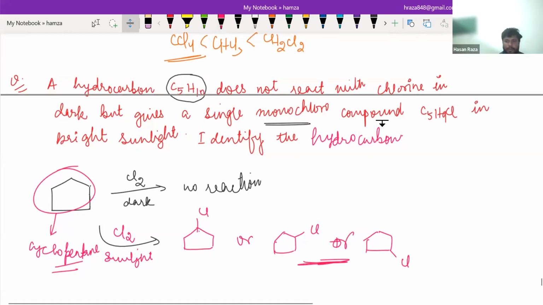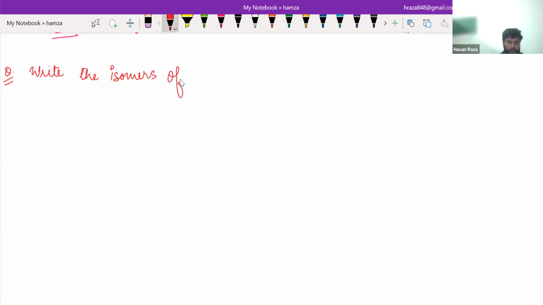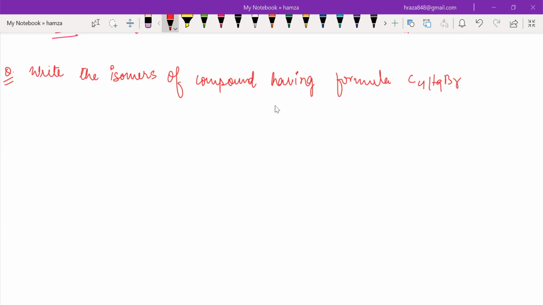So the next question is, write the isomers of the compound having formula C4H9Br. I have already given almost the same question previously. Please write all the structural isomers of this and let me know.